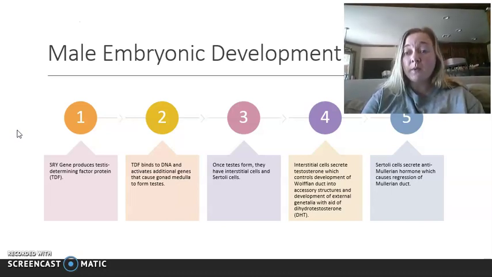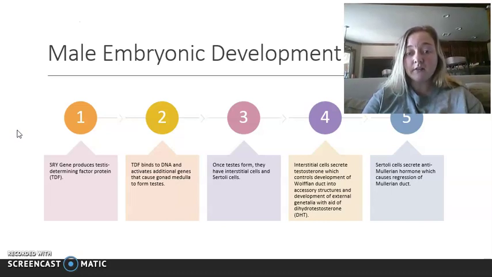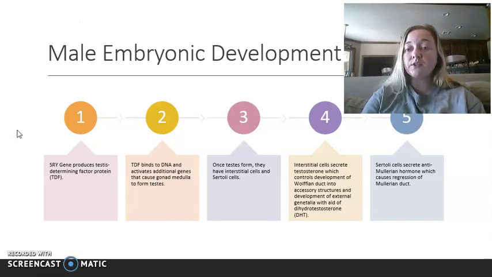So, from what we can see here, the Y gene started the process, but the TDF binding to the DNA started the forming of the testes, which led to the formation of the interstitial cells and Sertoli cells. These cells began releasing hormones. These hormones became incredibly important in the development and regression of the different ducts needed.